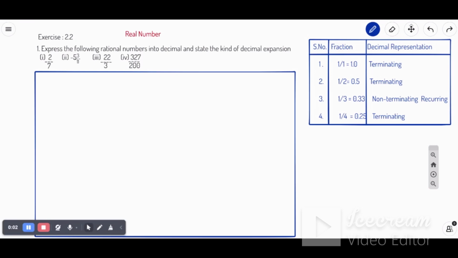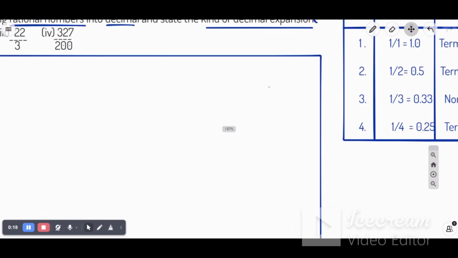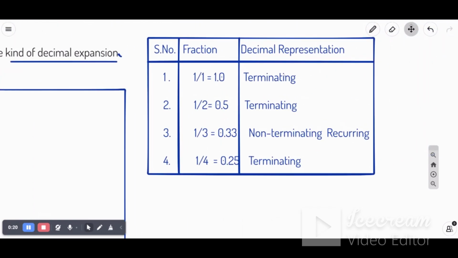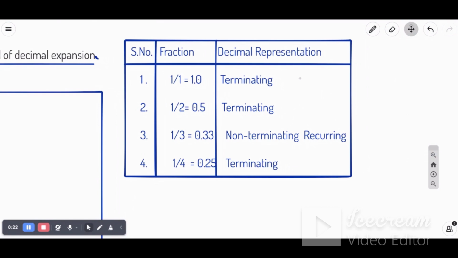Hi everyone, let us start with real numbers and exercise 2.2 question number 1 today. Express the following rational numbers into decimal and state the kind of decimal expansion. Before going to the questions, let's have a quick recap of the fraction and the decimal representation names.